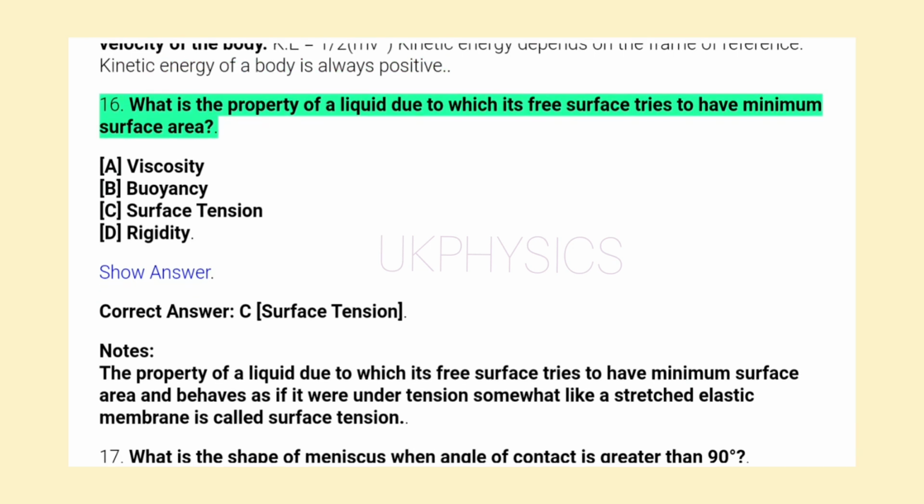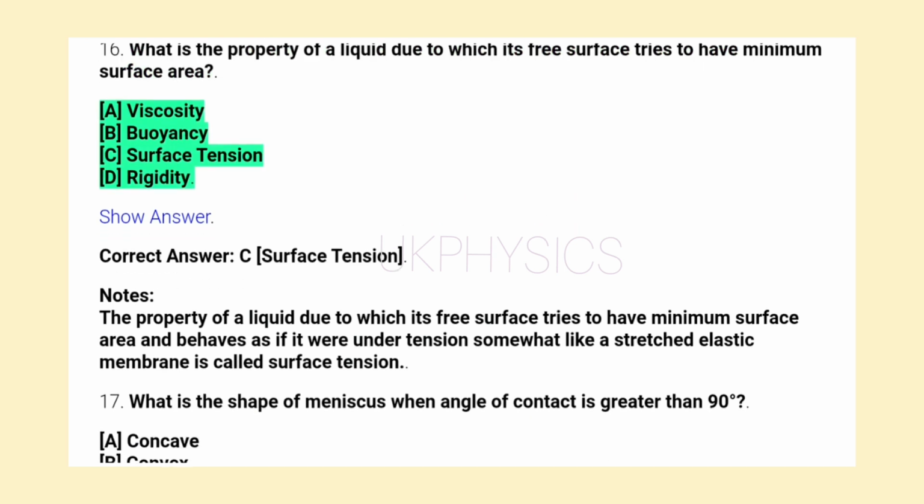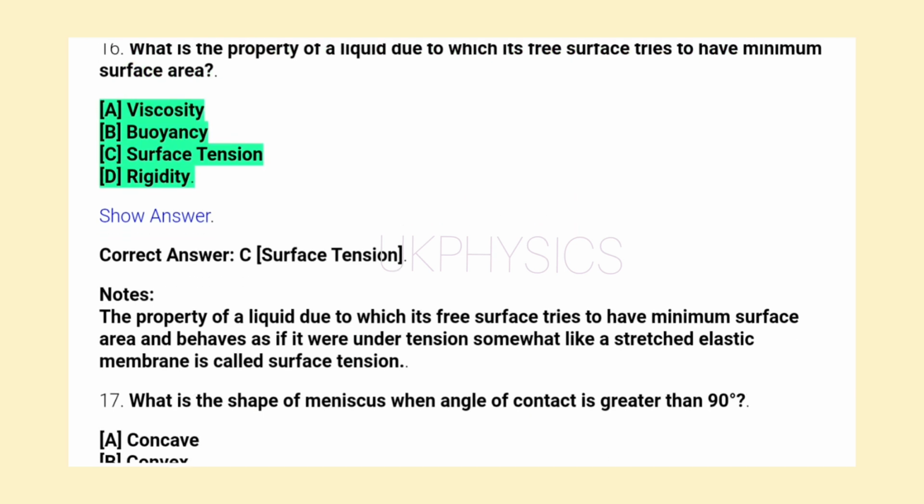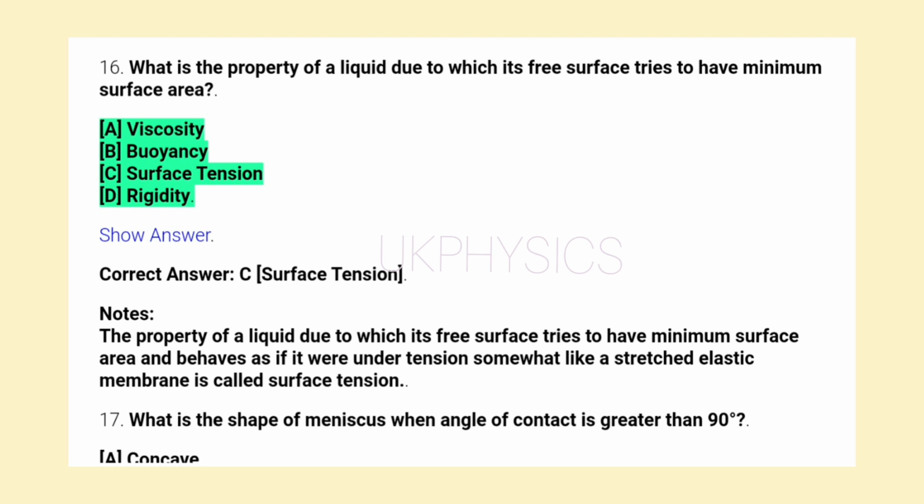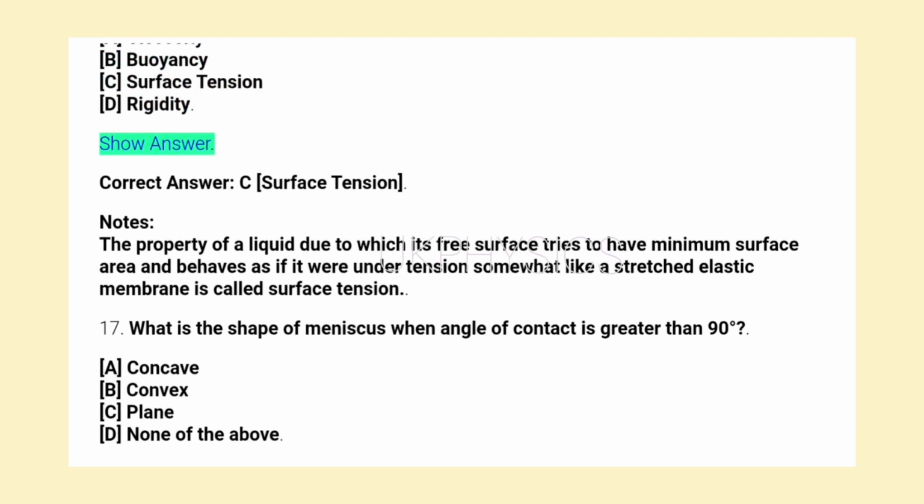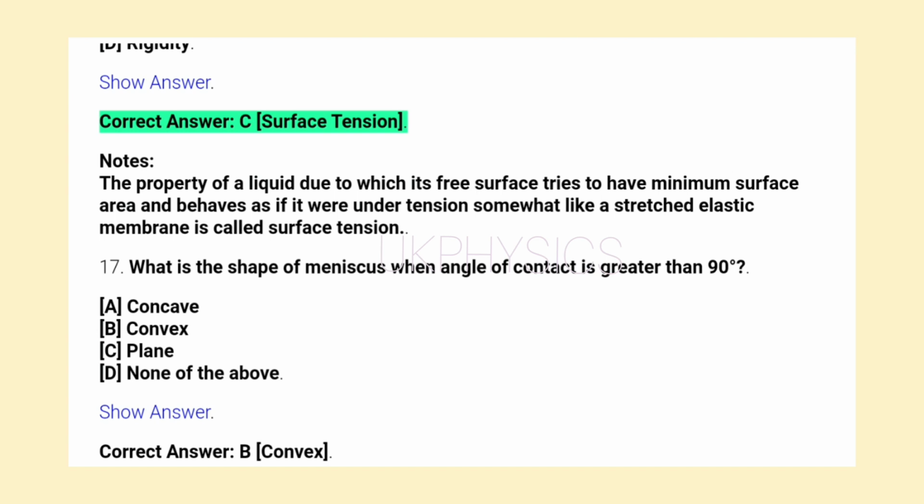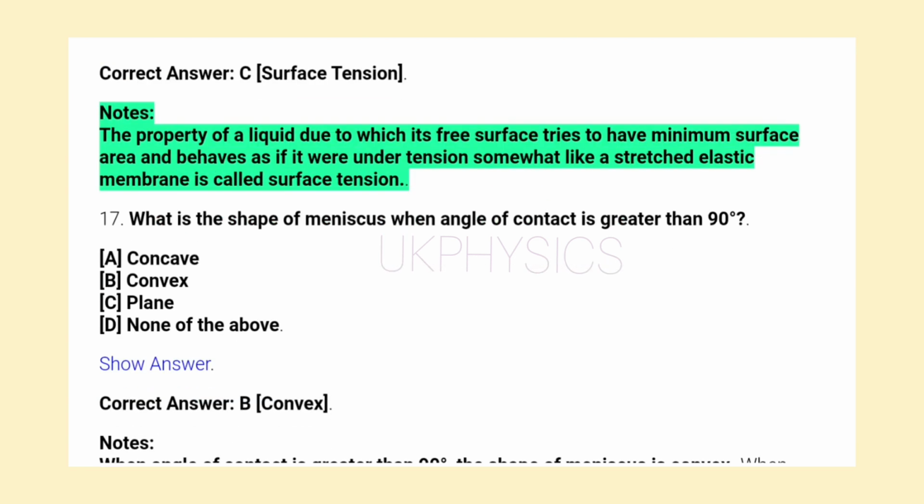16. What is the property of a liquid due to which its free surface tries to have minimum surface area? A. Viscosity. B. Buoyancy. C. Surface tension. D. Rigidity. Show answer. Correct answer, C. Surface tension. Notes: the property of a liquid due to which its free surface tries to have minimum surface area and behaves as if it were under tension somewhat like a stretched elastic membrane is called surface tension.